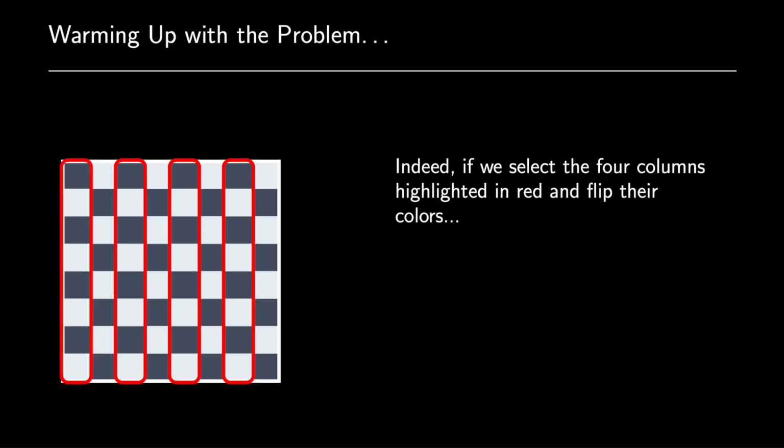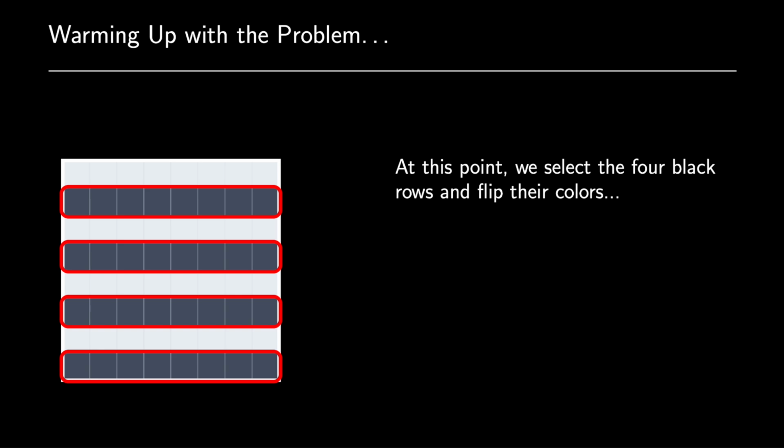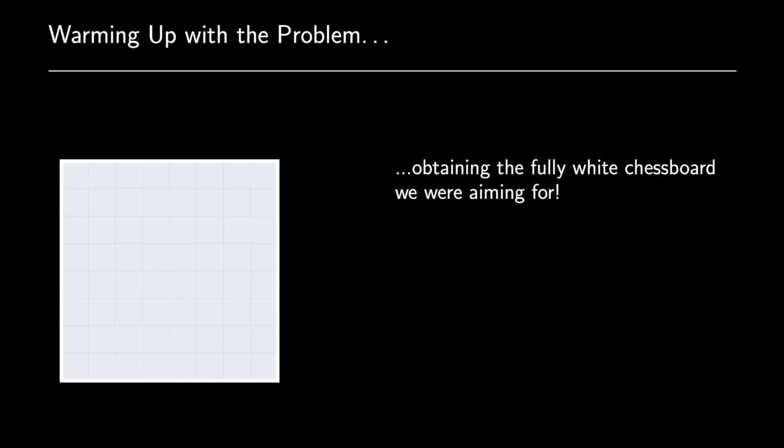One of the first patterns that naturally comes to mind is the possibility of turning the entire chessboard white. To do that, we start by selecting the 4 columns highlighted in red, and we flip their colors. After this move, we obtain the board shown here, where each row is now either completely white or completely black. At this point, we simply select the 4 black rows and flip their colors. And this gives us exactly what we wanted: a fully white chessboard.